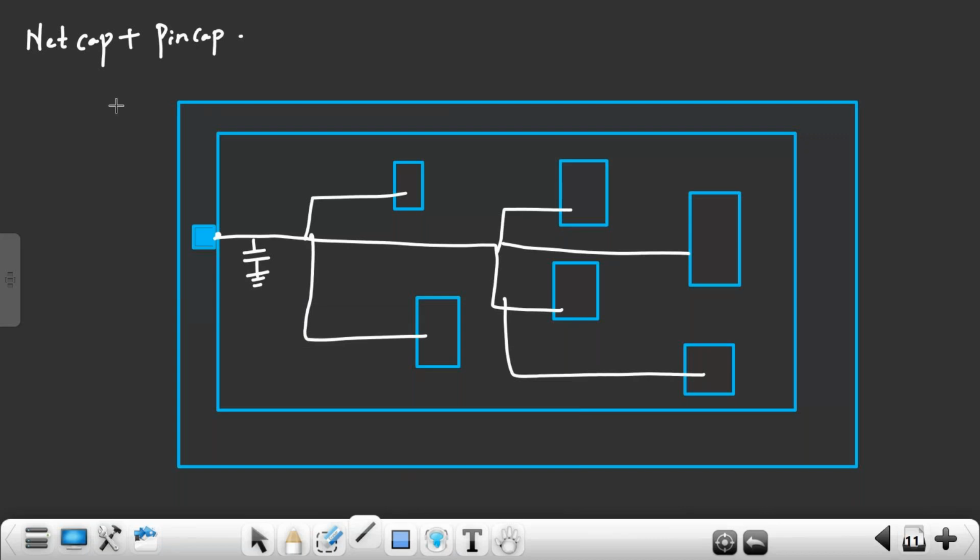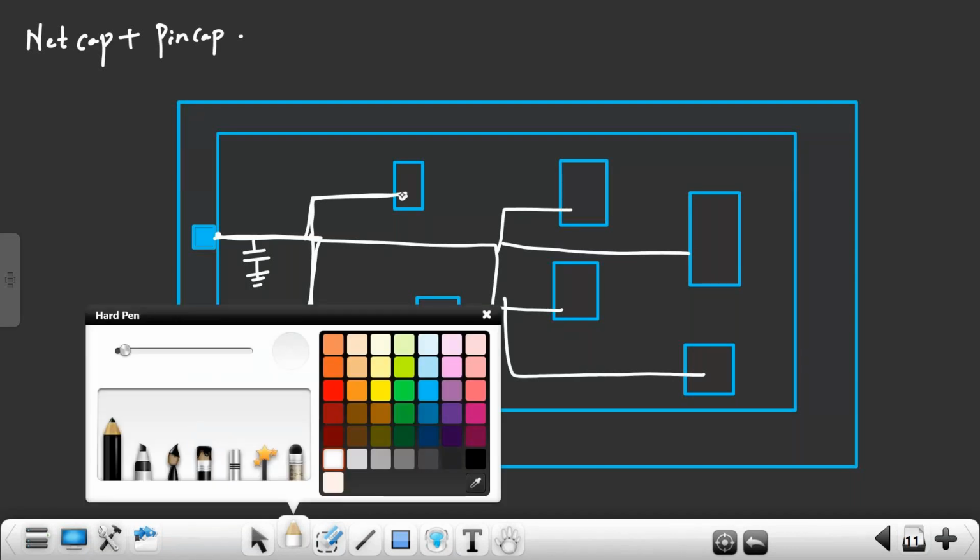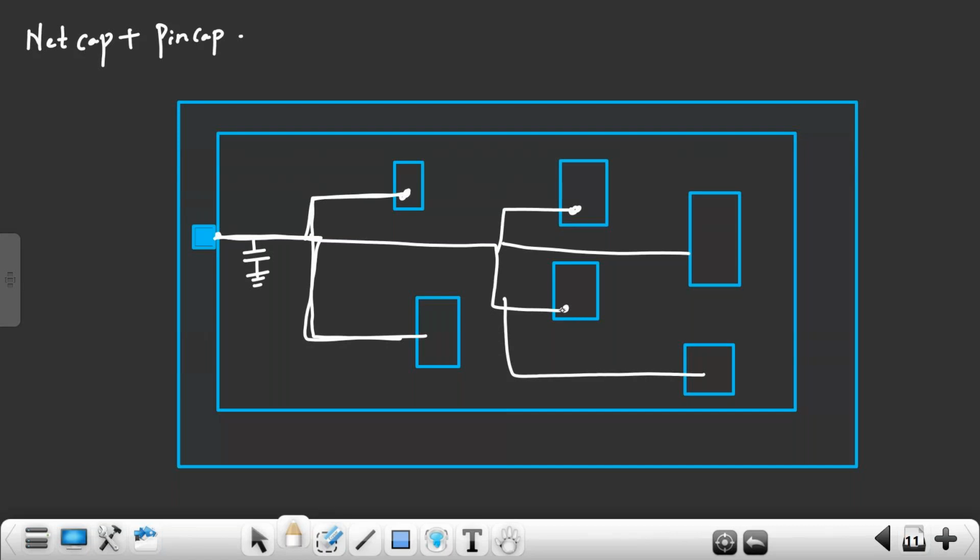What is net capacitance? Net capacitance means the capacitance of these metal layers. The capacitance of these metal layers is called net capacitance. Pin capacitance means the capacitance present at the pin of each and every cell. That is called pin capacitance.